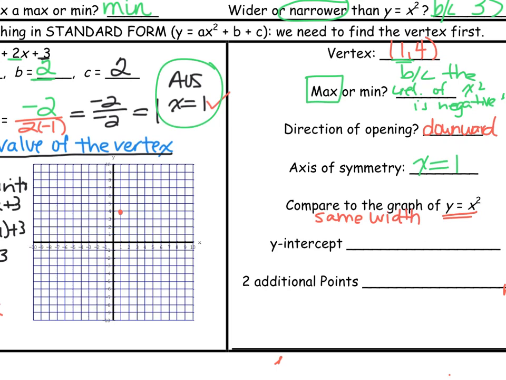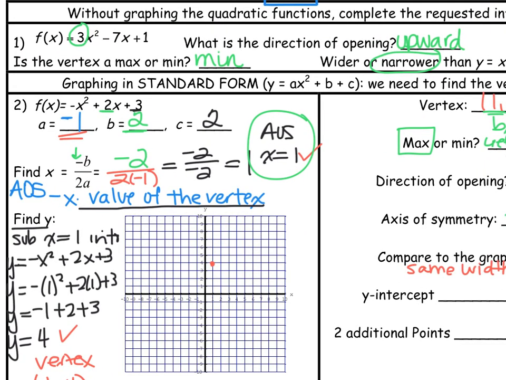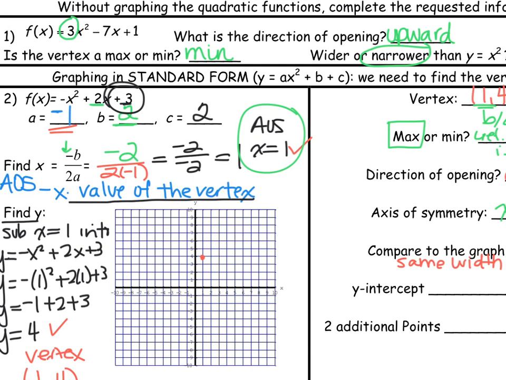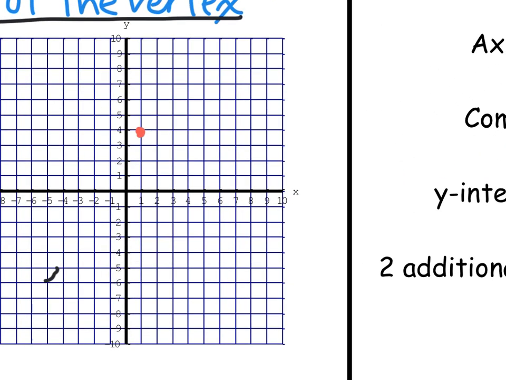So in order to graph this, we need a few other points. So we can use the y-intercept, and if we look at our equation over here, the y-intercept we talked about in class on Wednesday, the y-intercept is the constant. So the y-intercept is the point 0, 3. So we can graph the point 0, 3. And now we have 2 points.